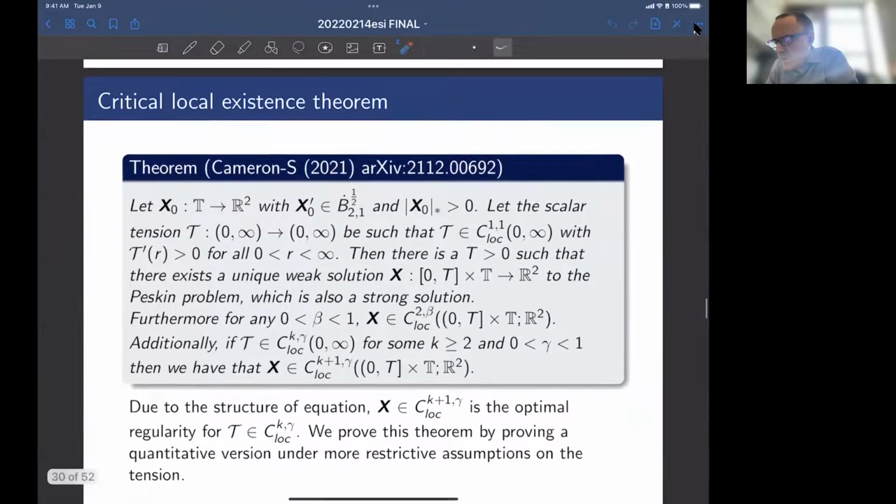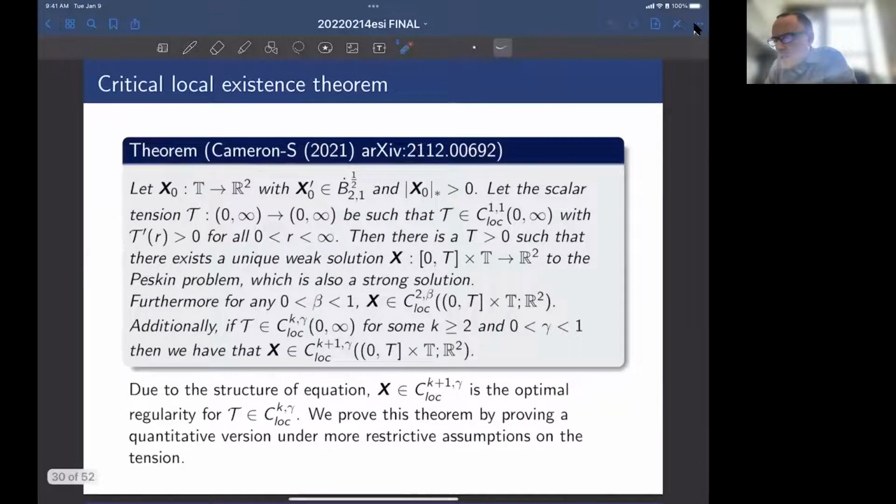Okay, so this is our first qualitative critical local existence theorem for the fully nonlinear Peskin problem. This is joint work with Stephen Cameron again. So let x0 be initial data such that the derivative x0 prime is in b dot 1/2 2 1, and the chord-arc condition is not 0 initially, and assume the scalar tension T is in C^1,1 locally with the derivative positive for all r, so it's increasing. Then there is a time T such that there exists a unique weak solution x to the Peskin problem, which is also a strong solution. And furthermore, for any beta, x is in C^{2,beta} locally.